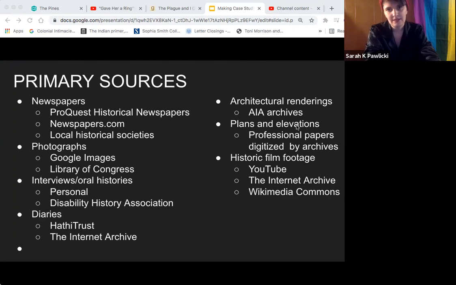Architectural renderings, the AIA archives, first place I usually look. Plans and elevations. Again, I usually try to find the architect in question's particular professional papers where they're kept and then email the archive directly. Historic film footage, which I love using. I have had the most success finding just via YouTube searches, through the Internet Archive, particularly for newsreels and that kind of thing, and sometimes Wikimedia Commons.